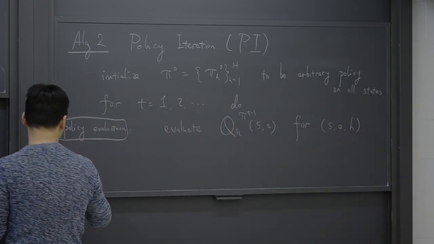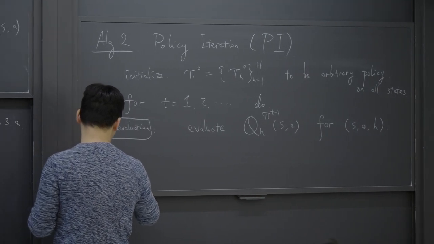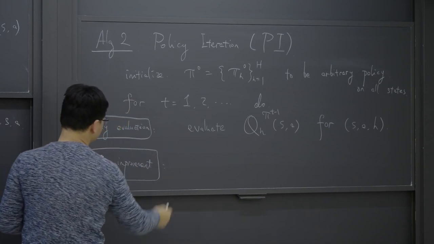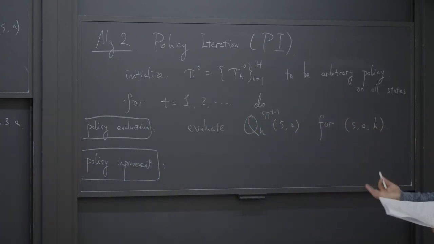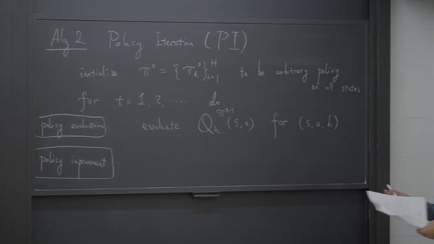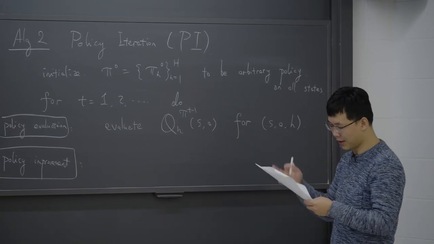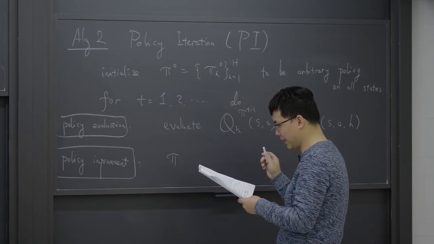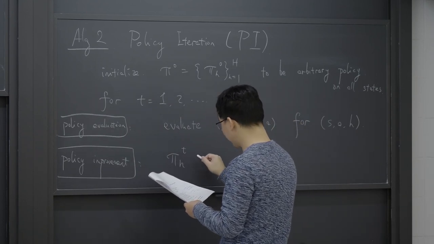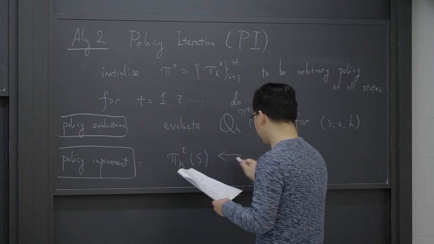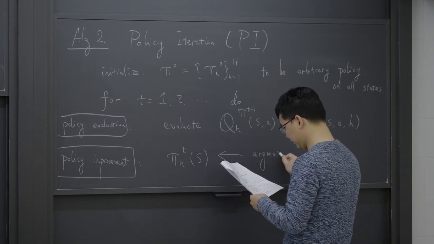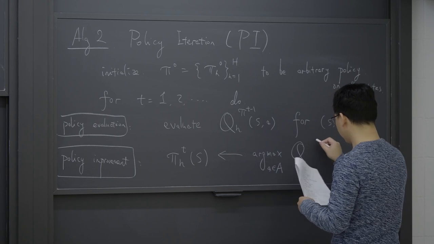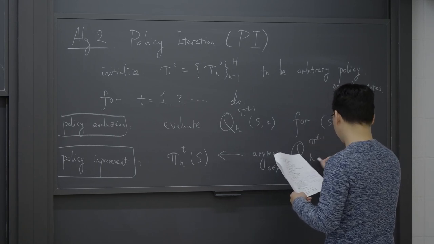The second step is called policy improvement. Because our goal of planning is to find an optimal policy, it is not very useful if we just evaluate a value. We need to improve the current policy. So we update the previous policy, pi_{t-1}, to the new policy pi_t, which is equal to argmax over a in A of Q^{pi_{t-1}}_h(s, a).